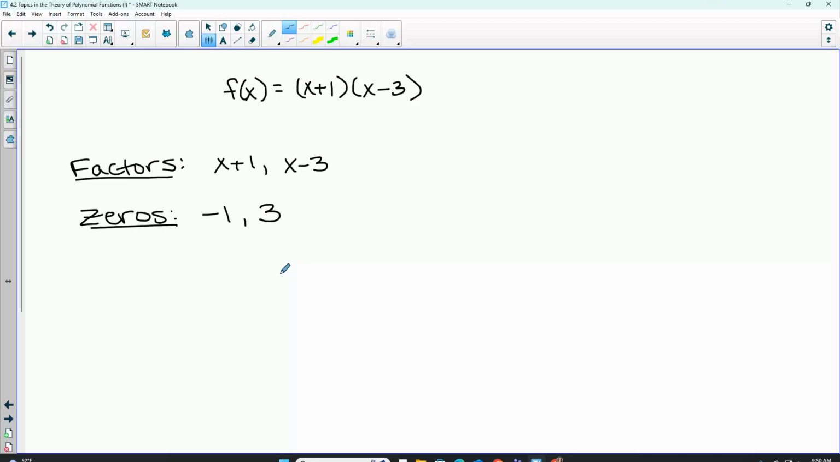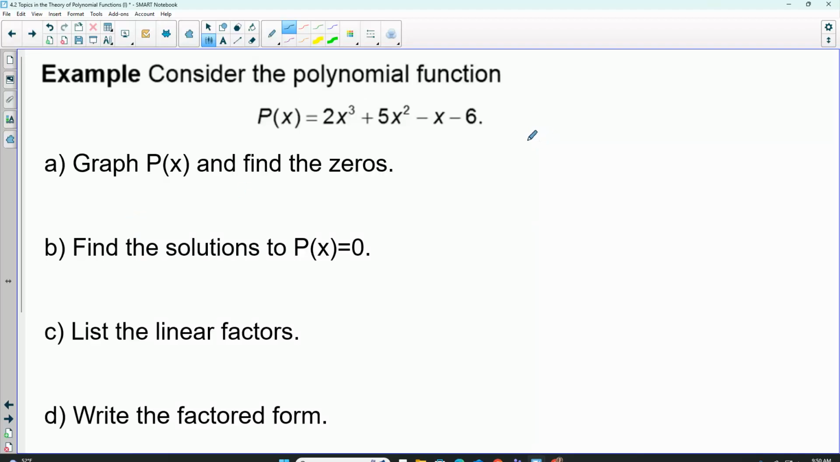All right. Let's look at this question. Here's a polynomial. I want to graph it and find the zeros. You can use Desmos if you want, you can use a graphing calculator if you want, but everybody needs to graph this for me.